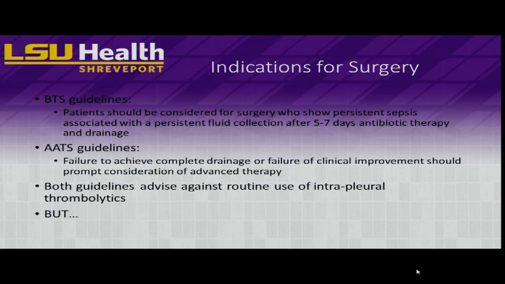Now, on review of the literature, both guidelines actually advise against routine use of intrapleural thrombolytics. However, the BTS guidelines were actually written in 2010, and this was prior to the MIST-2 trial. The AATS guidelines are from 2017. When they look at the bulk of the evidence, they suggest that there is not a proven benefit to intrapleural thrombolytics.